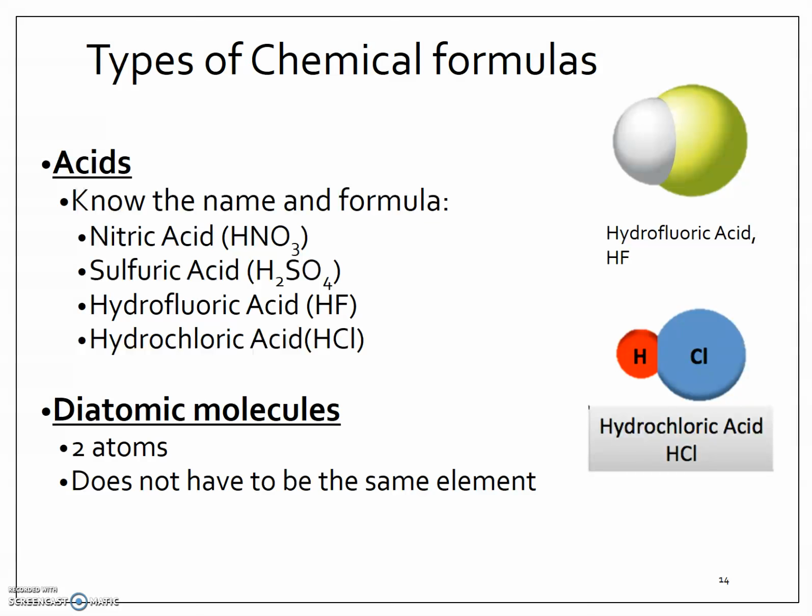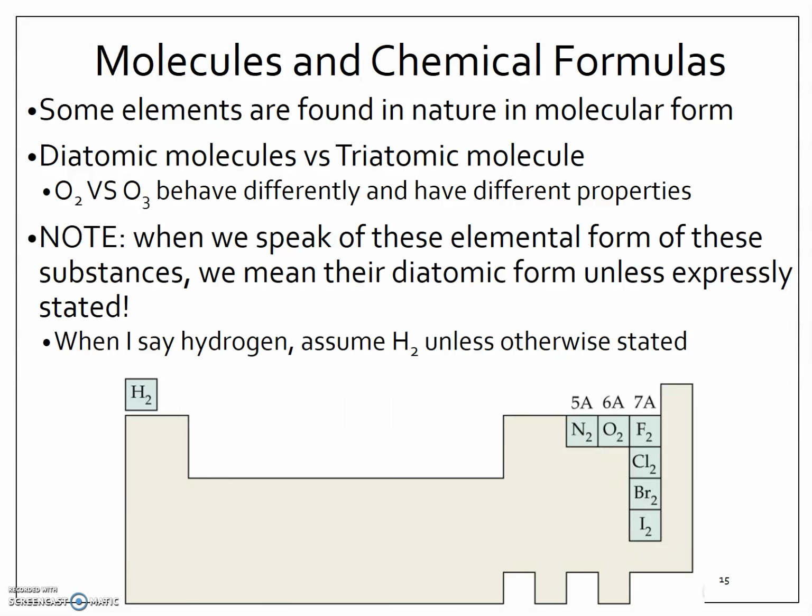There are some diatomics that form naturally, and there are 7 in particular that you will need to know and be familiar with. And here's the 7, and it even forms a nice 7 here. So hydrogen, nitrogen, oxygen, fluorine, and then most of the halogens. Again, diatomic means 2 atoms. Triatomic would mean 3. These molecules would behave very differently, O2 versus O3, or ozone.